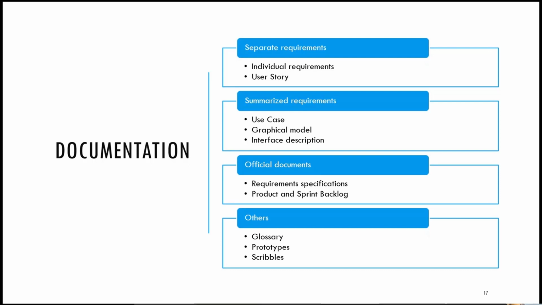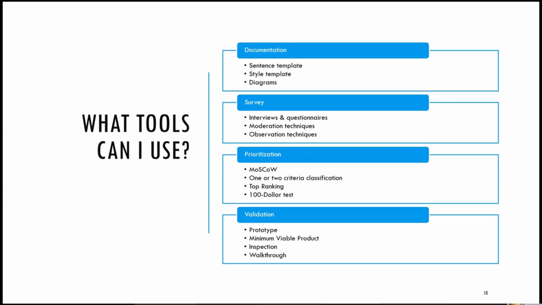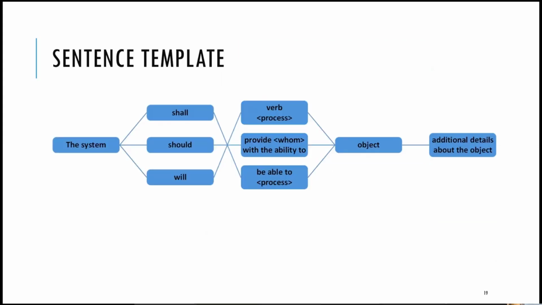Also, types of documentation are glossaries, prototypes, every note, every scribble you made during your interviews, workshops, brainstorming, or whatever. So, what tools can I use? Some of the things I will show you are not only for requirements engineering, but I used most of them, and I think that some of them are really interesting. And yeah, we talked about phrasing unmistakably.